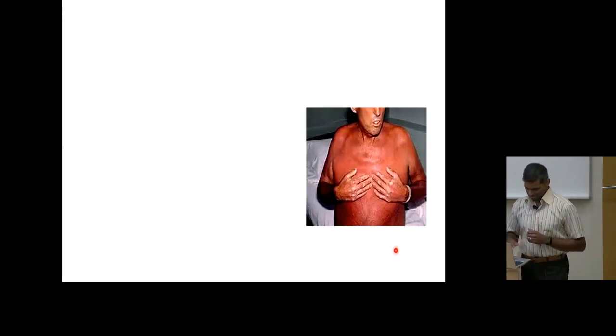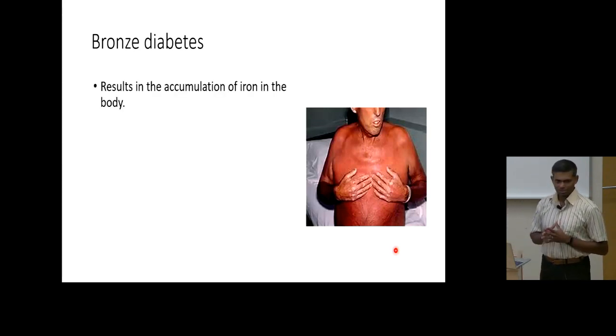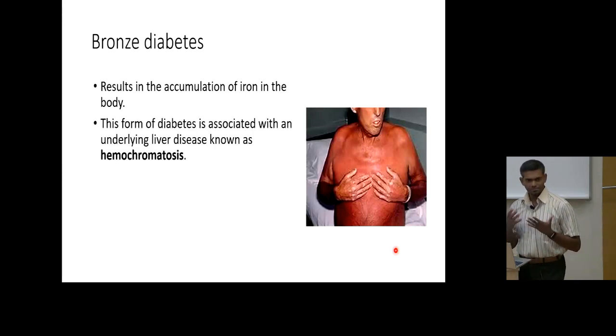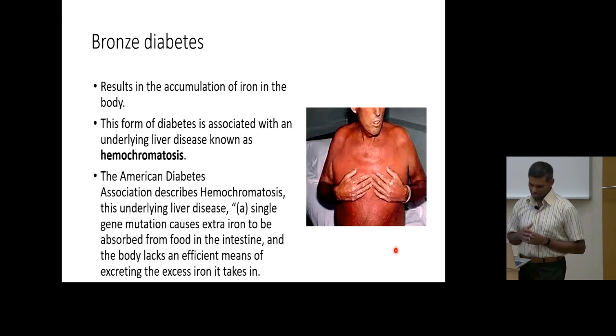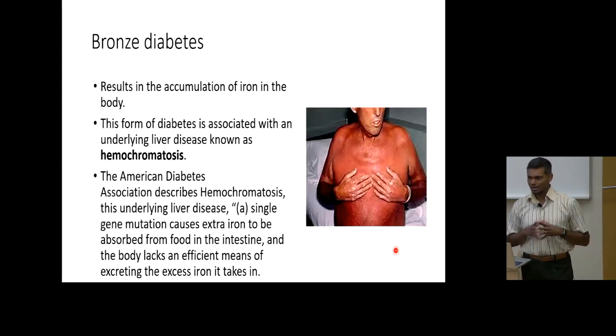So this is a condition called bronze diabetes, where the body starts accumulating excess iron because there is a mutation in the gene which helps absorb iron, so there's no control and the body starts absorbing excessive iron. This is known as hemochromatosis. And when you think about iron absorption, there is no way for the body to actually excrete the iron once it has entered the cell.